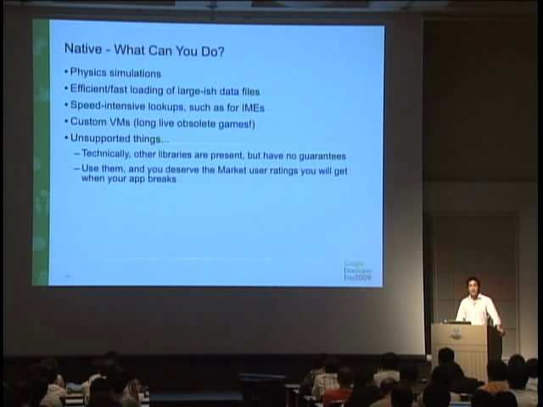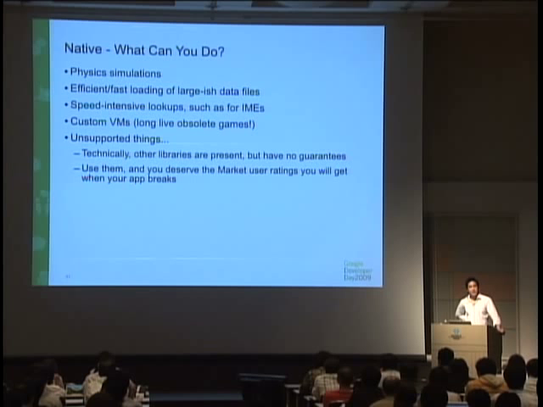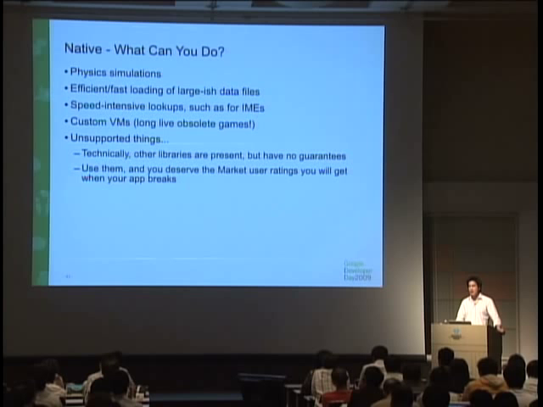There are often many obsolete old games that run in their own virtual machine that could make use of the native code. You could also do some unsupported things. Right now, our plan is to provide access to libc and libm for native code. And technically, there are other libraries, but we don't make any guarantees about their compatibility or their continued accessibility by your application. So use them with caution, because if your application breaks and you get bad ratings on market, that's a risk that you undertake by using APIs that are not officially supported.